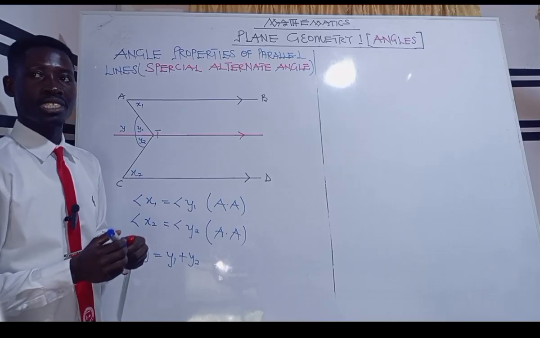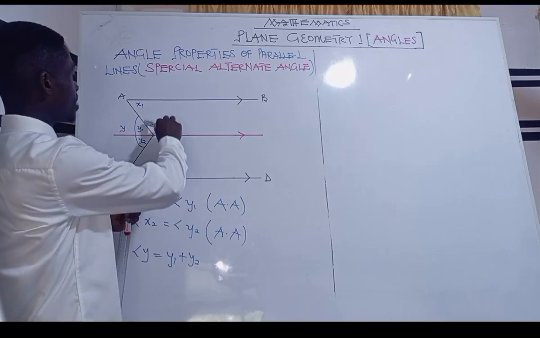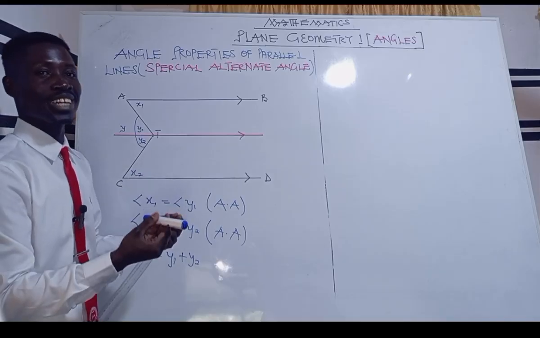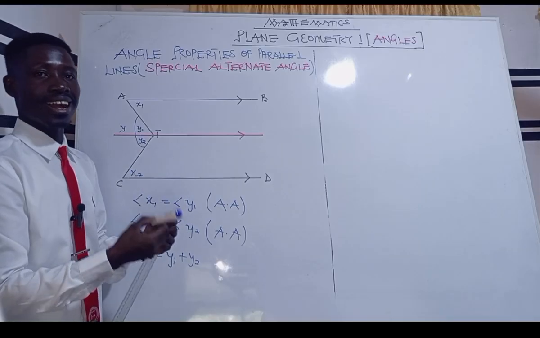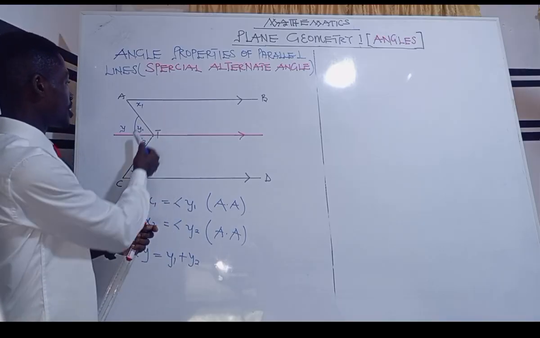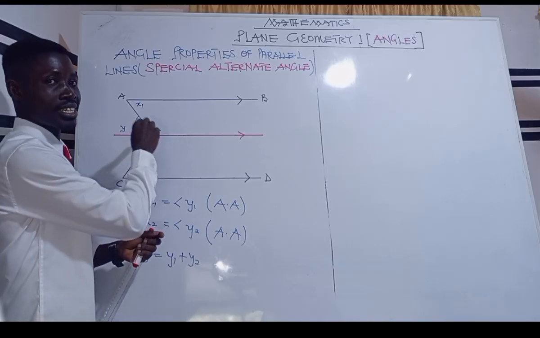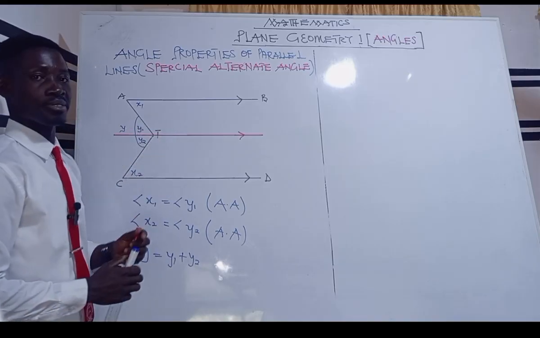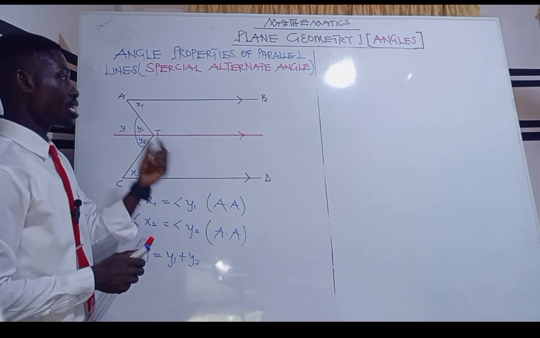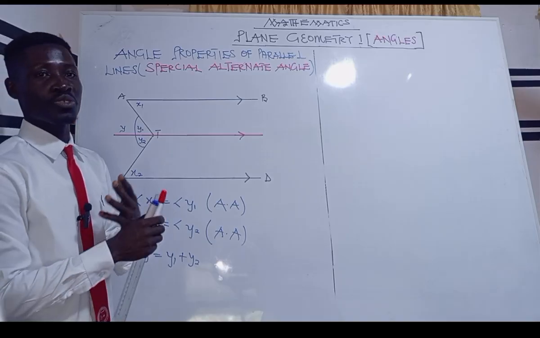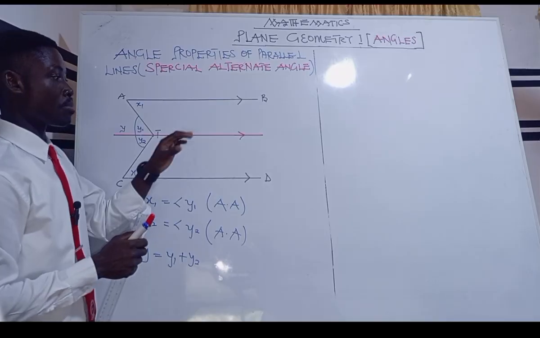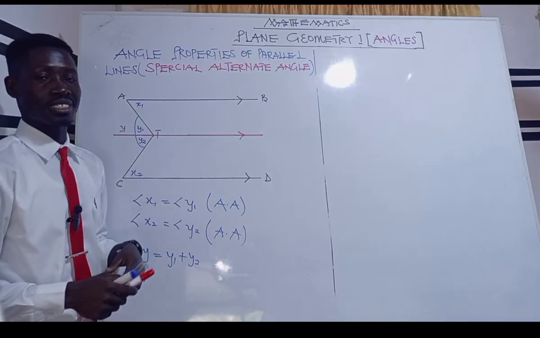Good. Now what if we want to get this angle, the reflex angle t? What we are going to do is use the angle at a point, and subtract y from 360 to get angle t. So this is the special alternate angle. If you really understand this concept, then you can solve questions of this nature. So let's take examples and see how best we can apply this concept in solving questions. Very simple.